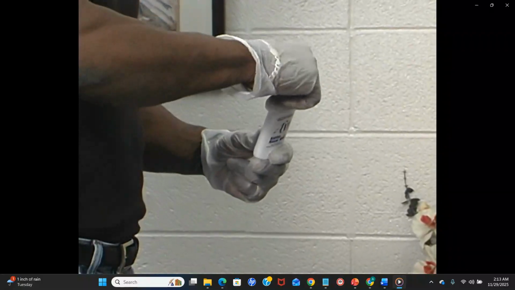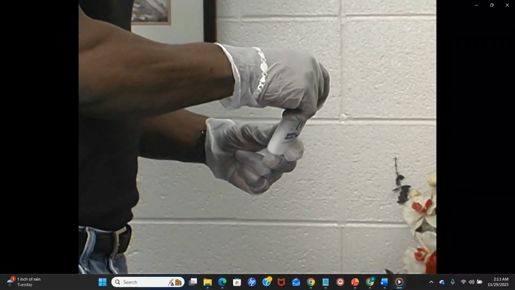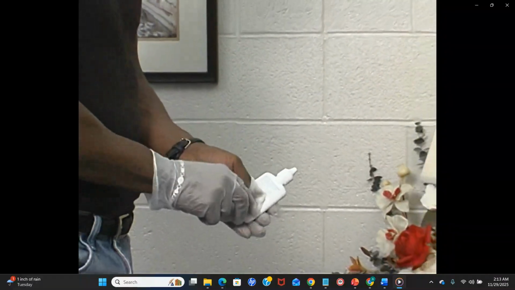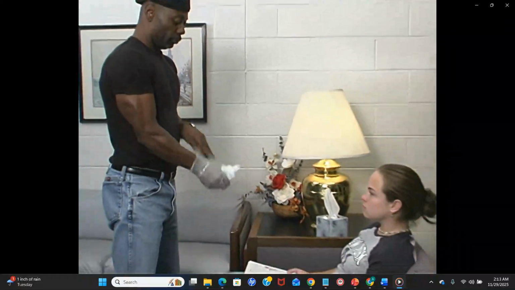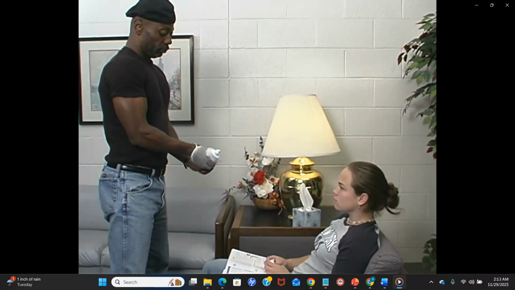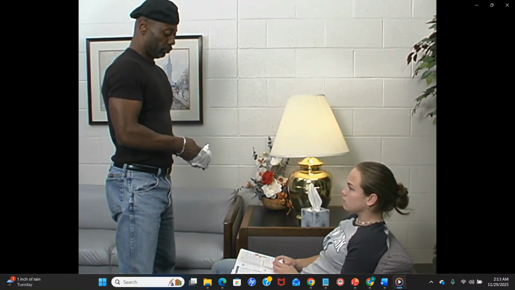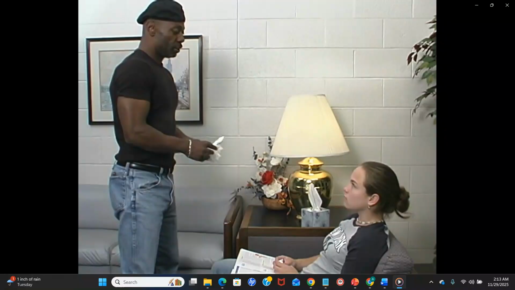Because the client has had the nozzle in their nose, it is important to wipe it off with a tissue prior to recapping. Once used, this nasal spray bottle can only be used by the same client. When you are finished, remove your gloves and wash your hands.